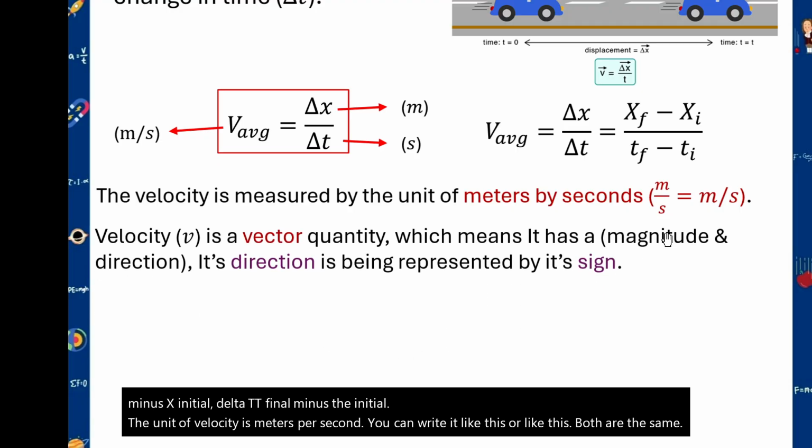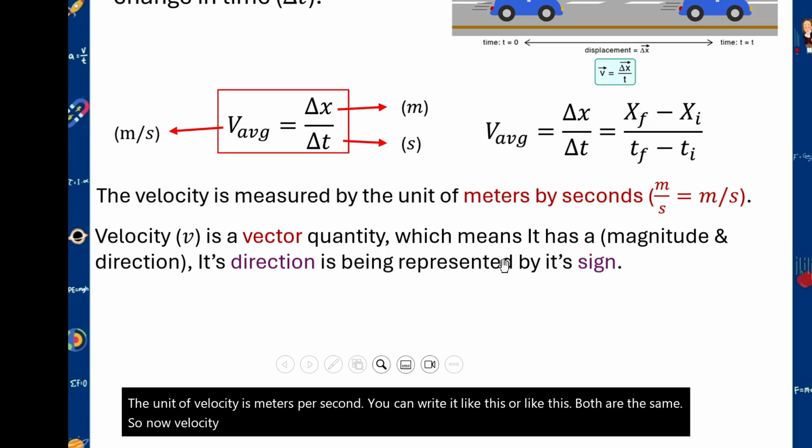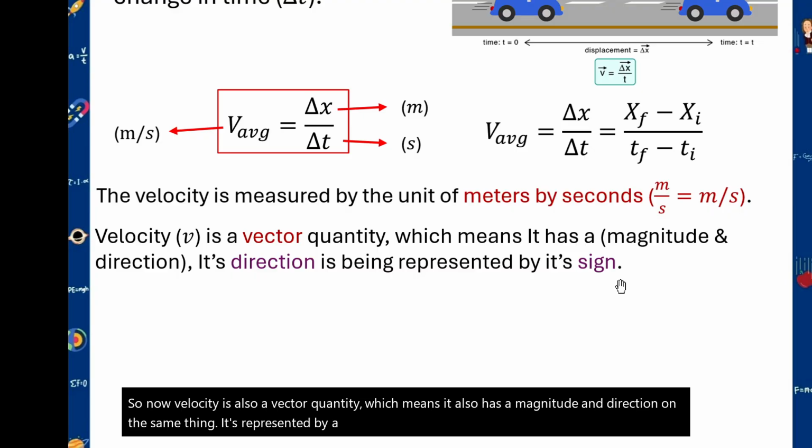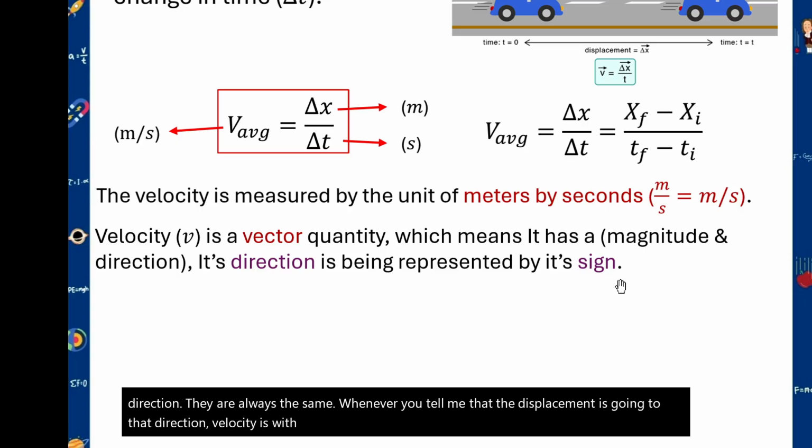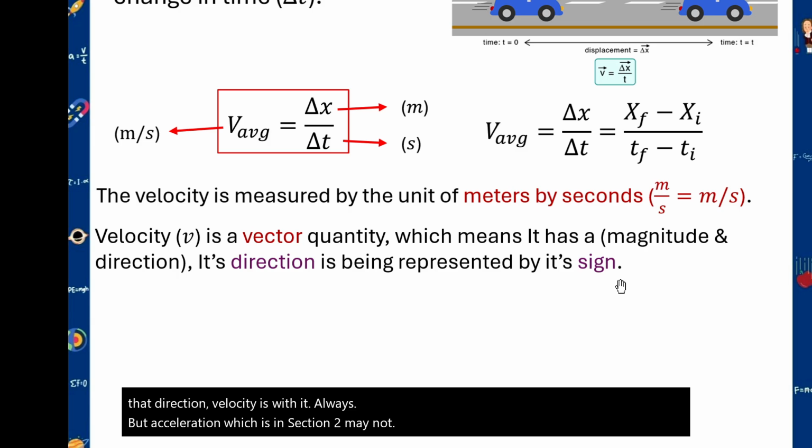Now, velocity is also a vector quantity, which means it also has magnitude and direction, and the direction is represented by a sign. Velocity and displacement are always in exactly the same direction. Whenever you tell me that the displacement is going in that direction, velocity is with it always. But acceleration, which is in section 2, may not be. Okay, keep that in mind.